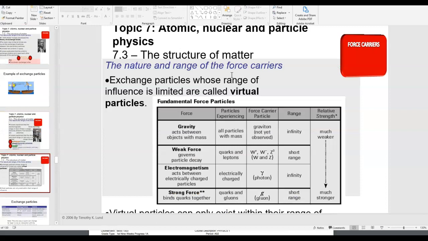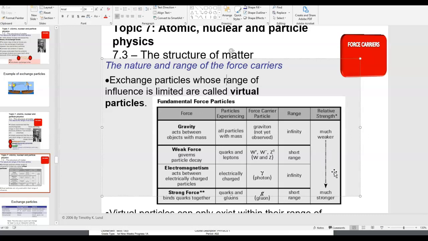Okay, so turns out that each of the four fundamental forces has its own type of exchange particle. In this chart here, which is actually a really important chart for you to know, I would definitely write down the key elements in your notes. Relative strength basically compares the four fundamental forces to each other.